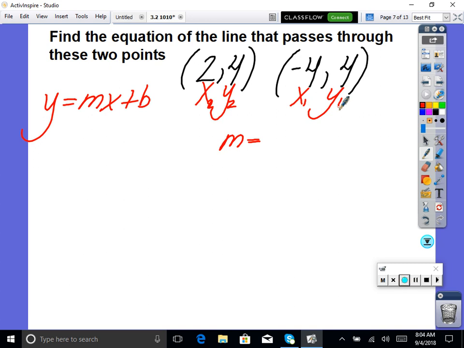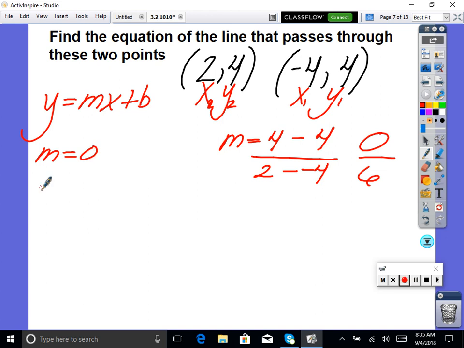Okay, y2 minus y1 all over x2 minus x1. So what's 4 minus 4? 0 over 6, which is? So we have m equals 0.